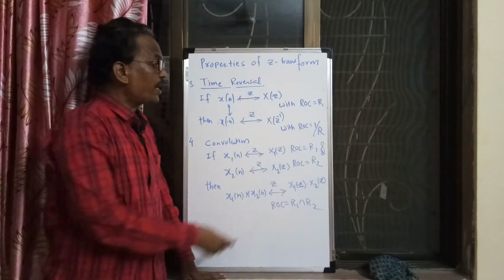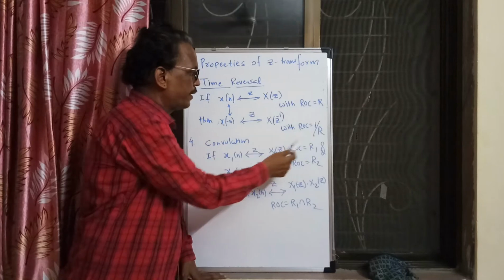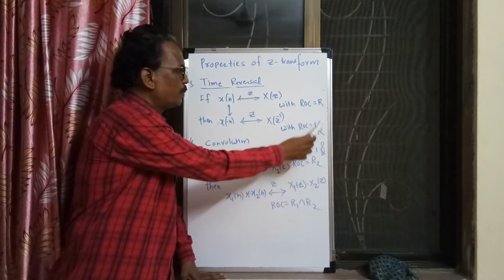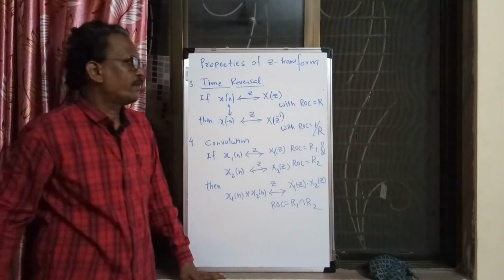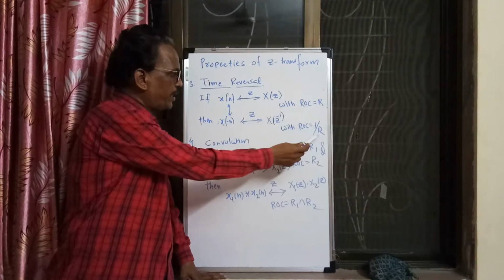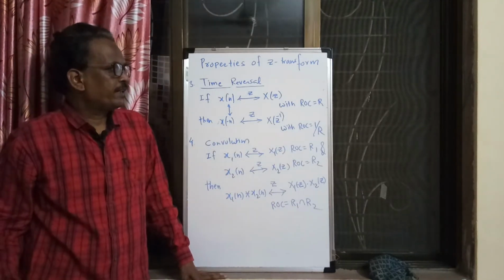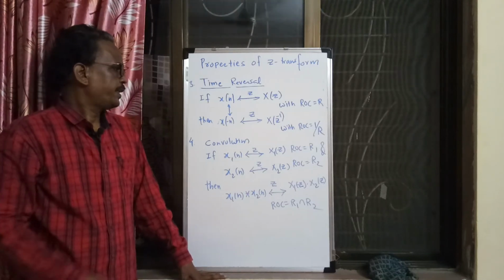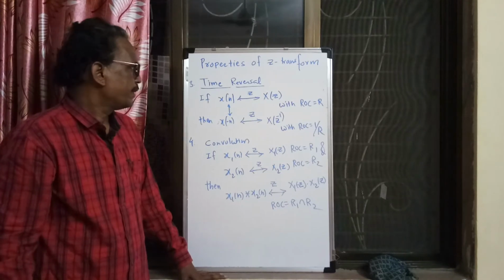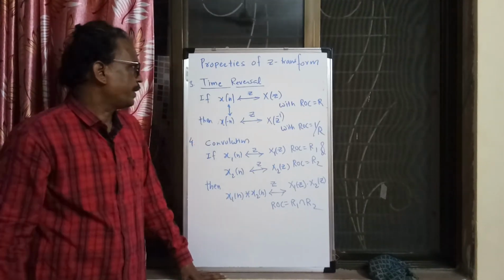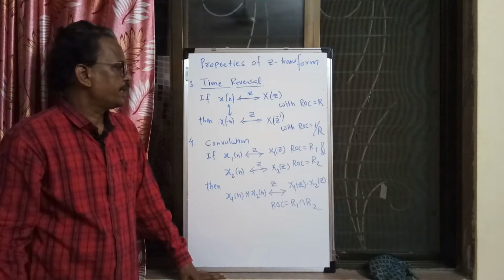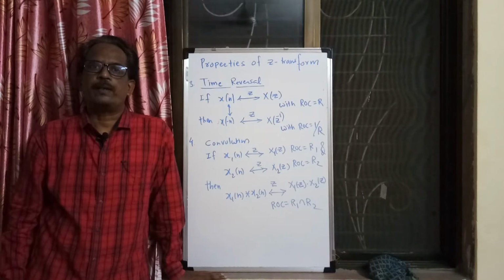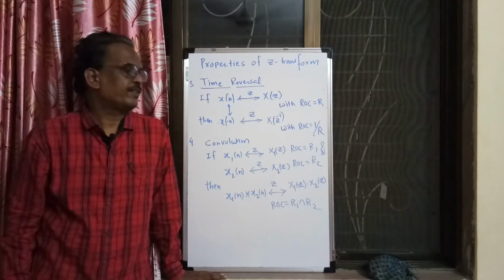So what happens to ROC? Here ROC is R. In this case ROC becomes 1 by R. Suppose ROC is mod of z greater than 2. Then the ROC says that mod of z is less than 1 by 2. So it is something like that which we have in case of time reversal property. Time reversal property of z transform says that if we replace n by minus n in time domain, in z domain z will be replaced by z inverse, and ROC R is replaced by 1 by R.